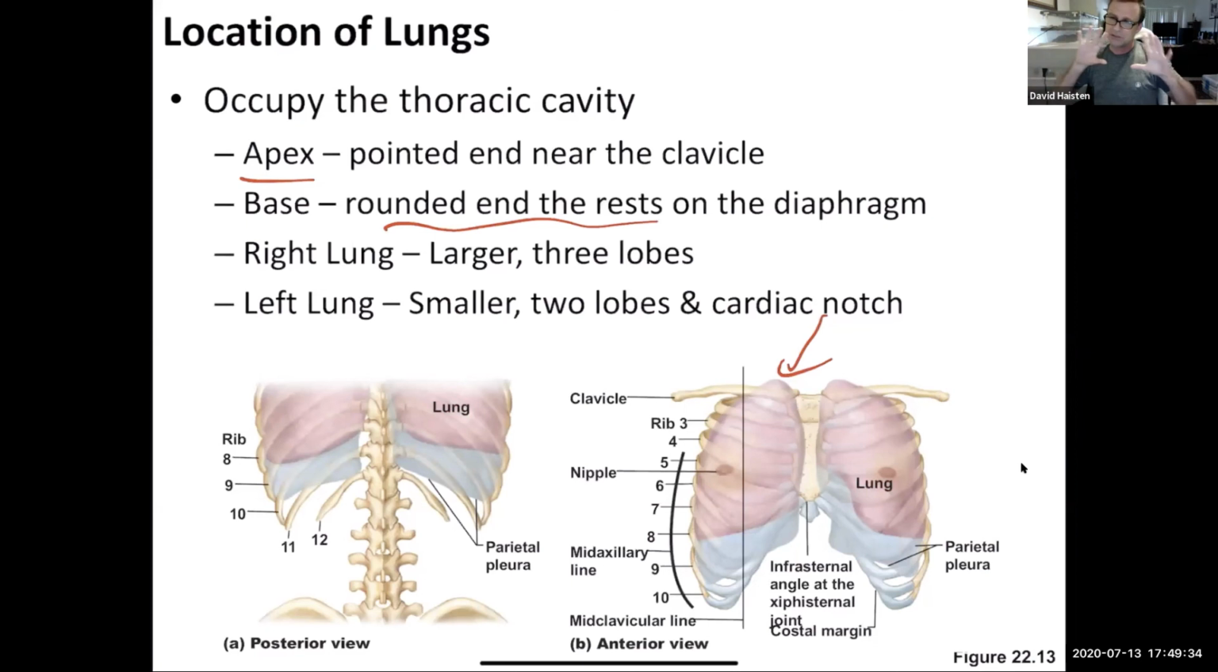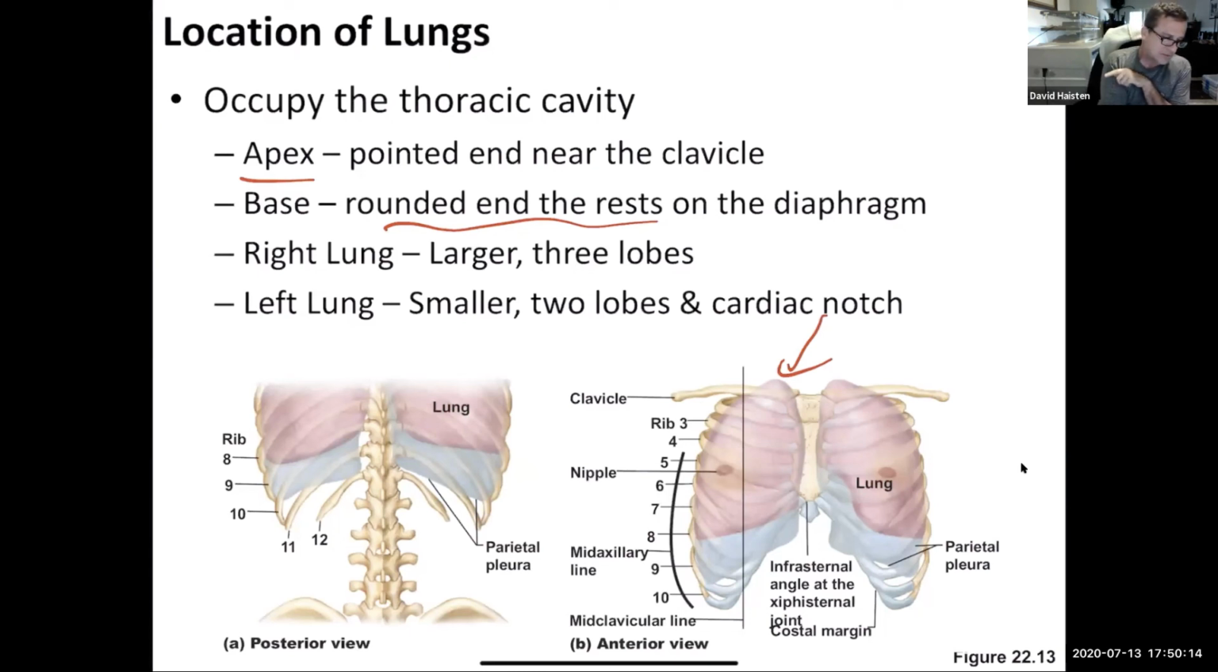So the parietal is on the inside of the thoracic cavity, the visceral on the lungs. When your thoracic cavity expands out, the parietal pleura is going with it, and the visceral pleura is pulled along for the ride because they're stuck together with the pleural fluid. Where I'm going with that is ventilating your lungs has to do with muscle contraction, increasing the volume of your thoracic cavity. More about that in a second.